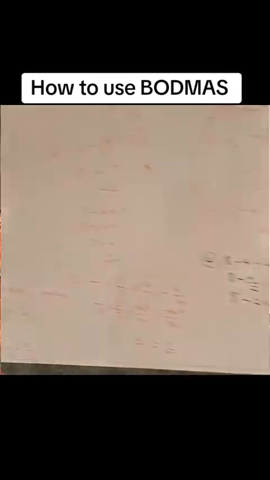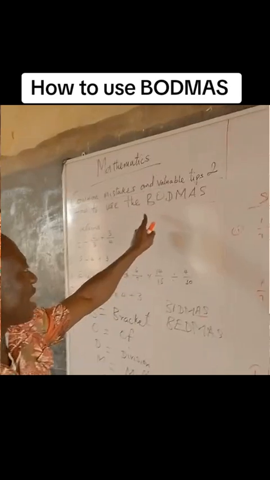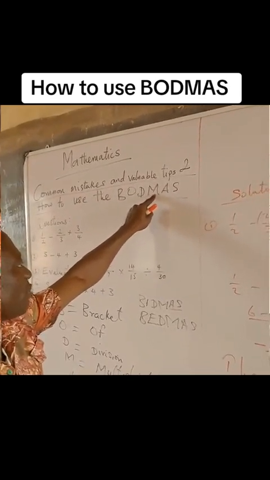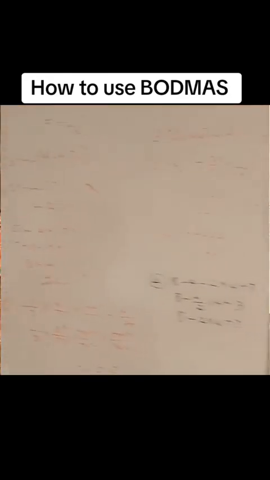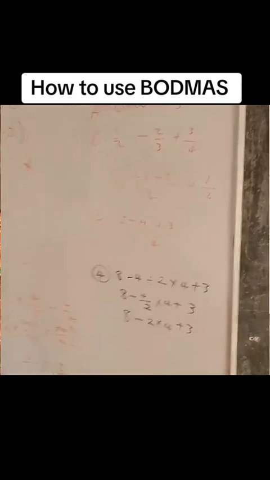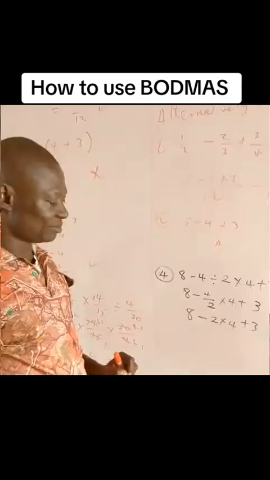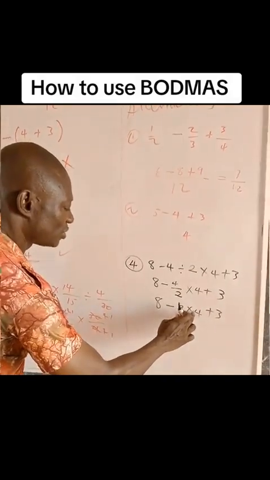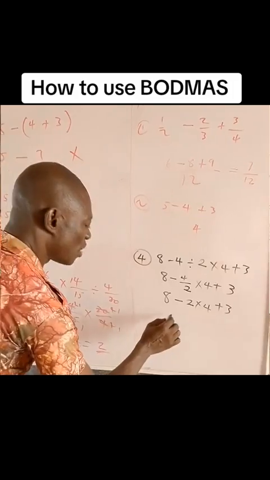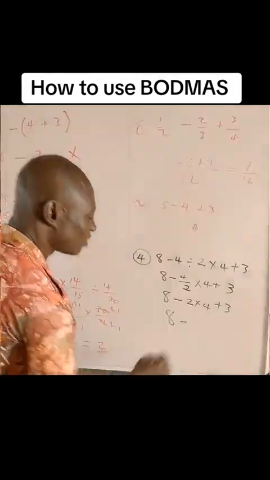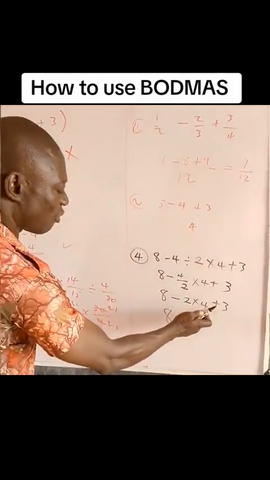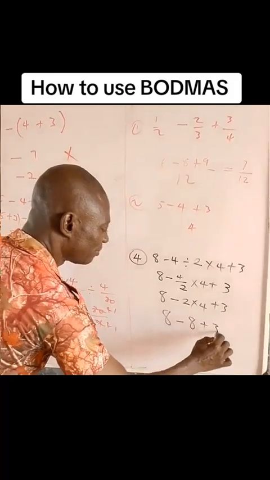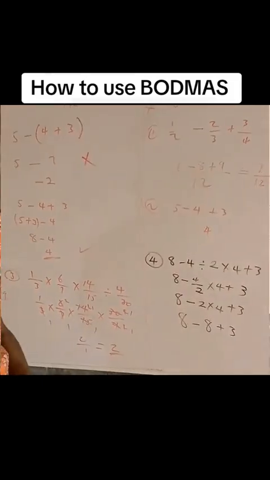What is next according to BODMAS? Another one according to BODMAS is multiplication. We have done division, it remains multiplication. In multiplication now, we have only these 2 numbers to multiply, and we have to multiply strictly. That means minus times plus will give us minus. And so we're going to have 8 minus 2 times 4, which gives us 8. Then plus 3.